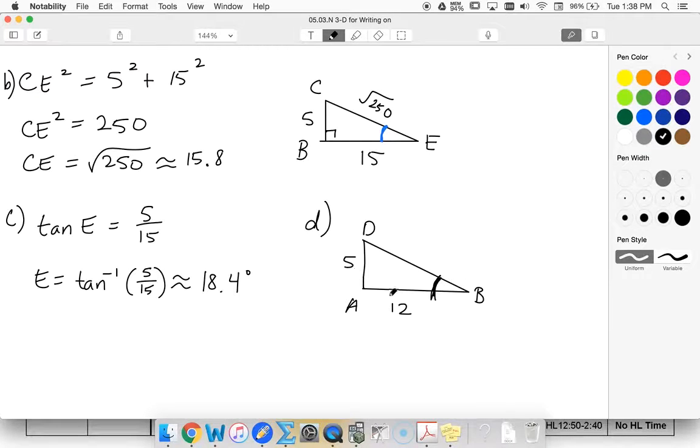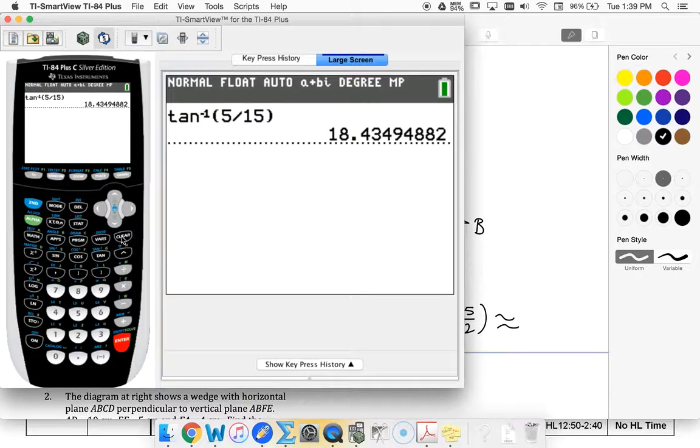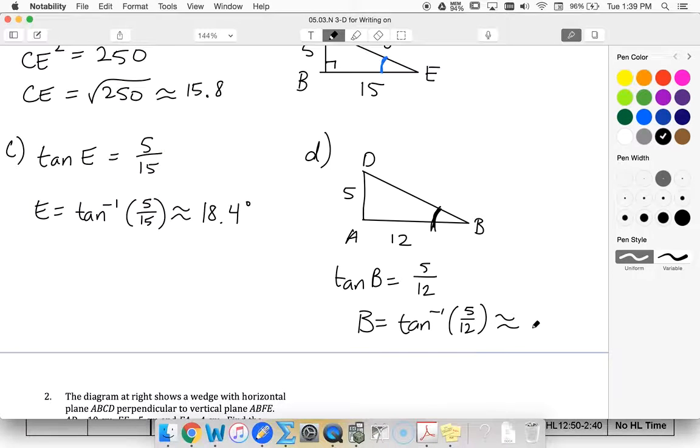So again, I'm going to use tan. So tan B is 5 over 12. B is tan inverse of 5 over 12, which is approximately, so now I'm just going to go up and then over right. So 5 over 12, 22.6 degrees.